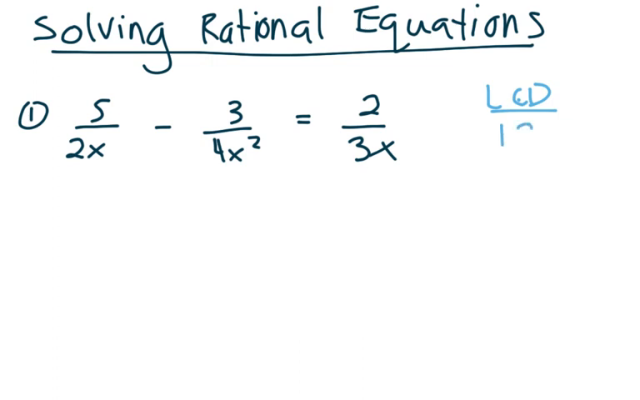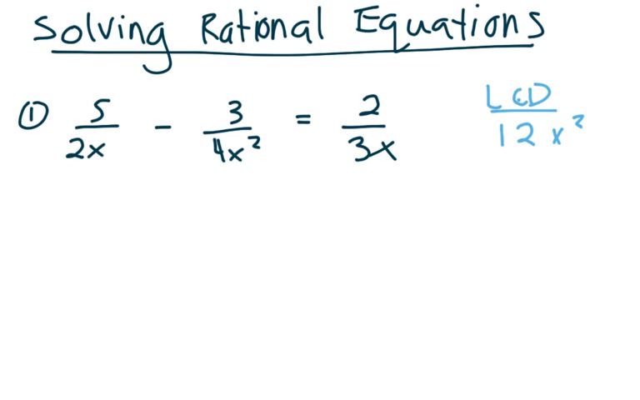Number-wise, we would do 12, because we've got a 2, a 4, and a 3. So our least common denominator for those would be 12. For the x's, we would need an x squared, because we have an x squared that appears in one of our denominators. One of our denominators has 2 x's, so all of them would need 2 x's.